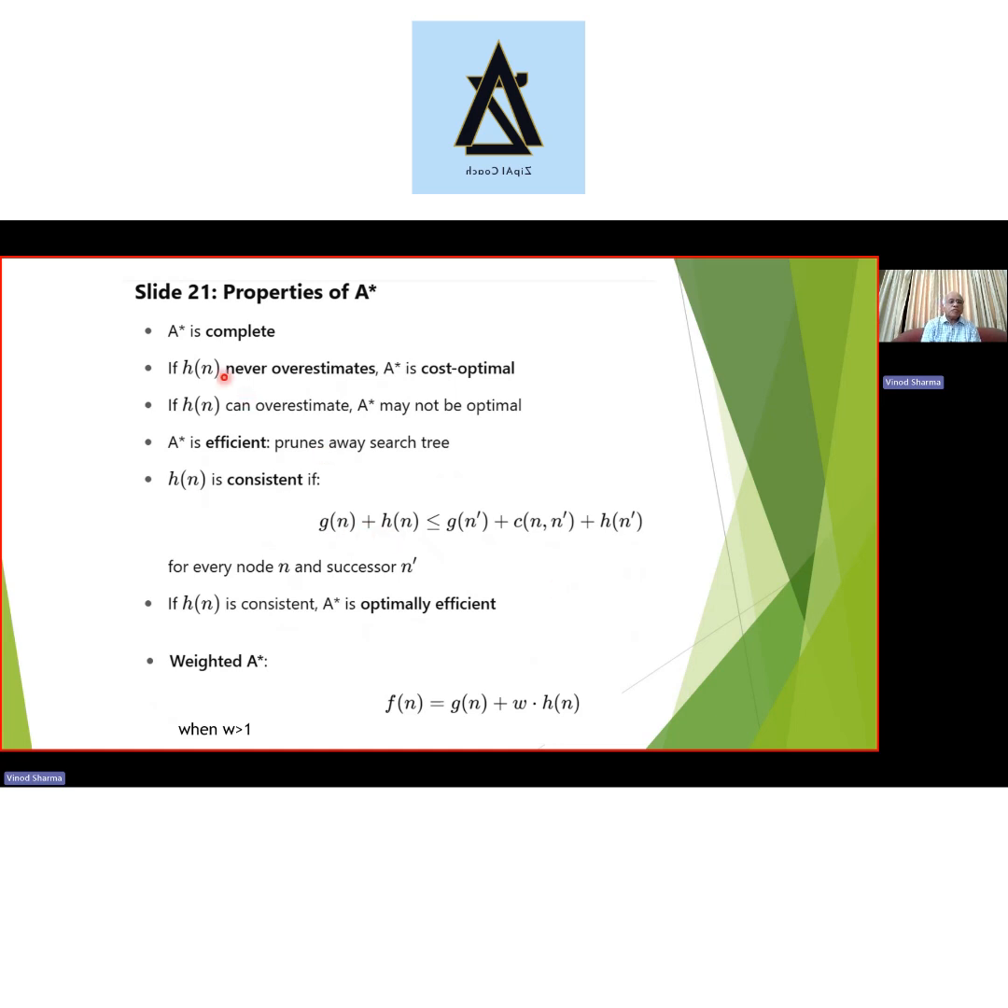A general result: earlier we said if Hn never overestimates, A star is cost optimal. If H is consistent, then A star is optimally efficient. So it will be an optimal and efficient algorithm. There is a variant of A star where Fn is taken as Fn equal to Gn plus W into Hn, where W is greater than 1. If you take W equal to 1, we get the A star algorithm. If you take W greater than 1, this is weighted A star. So this has also been considered.